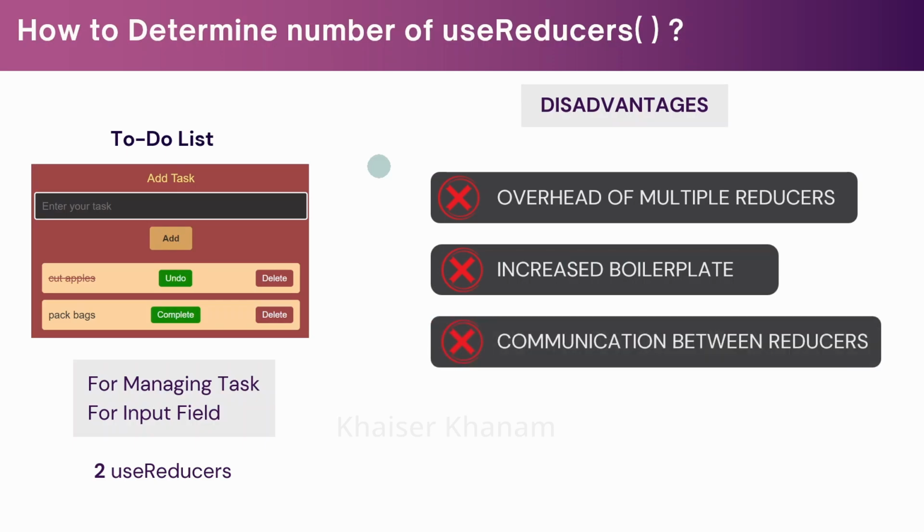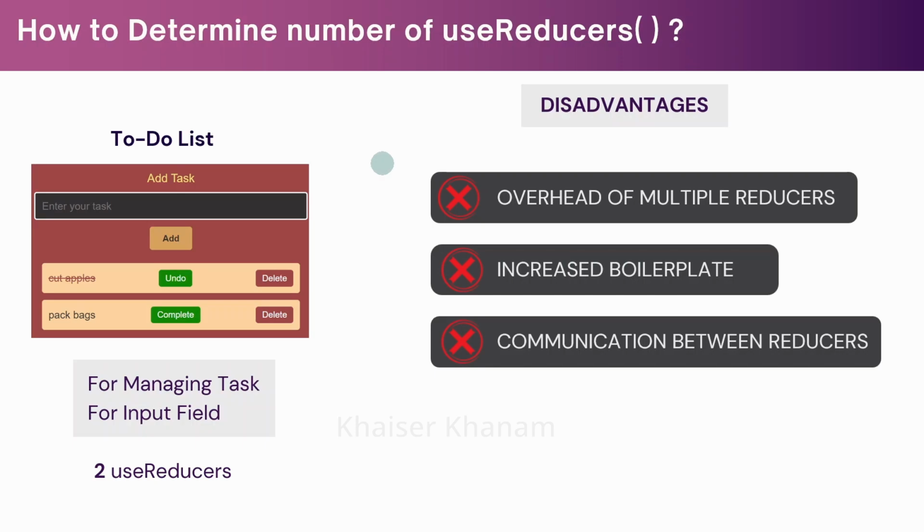And third is communication between reducers. So if our input state and task state need to interact, for example, whenever we are adding tasks based on the input value, then managing communication between separate reducers could be slightly more complicated compared to having only one reducer. So here in this project, we have done the same thing. That is the reason inside both the reducers, we have to add separate logic for updating the state.